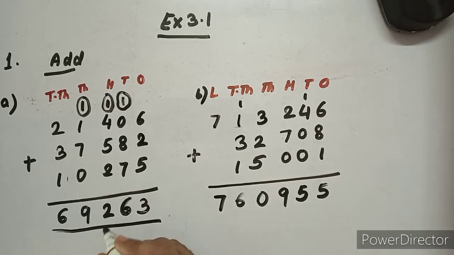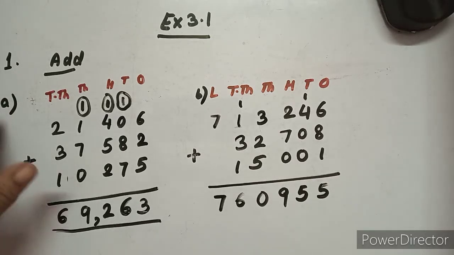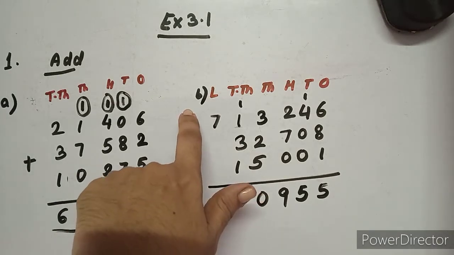69263. So you have to put the comma. See, now your answer becomes 69,263. Okay, so this is the first question, A part. Okay, now we will move to B part.